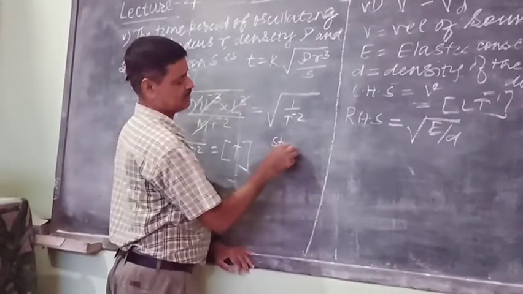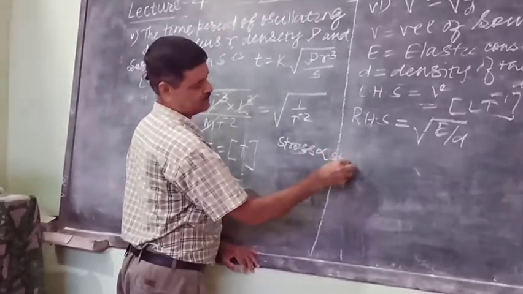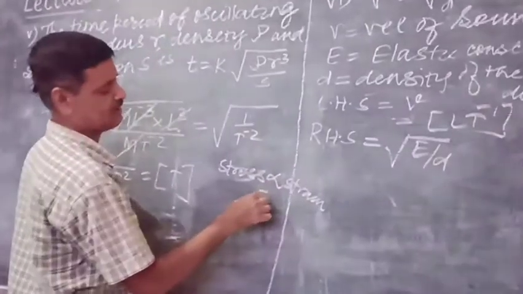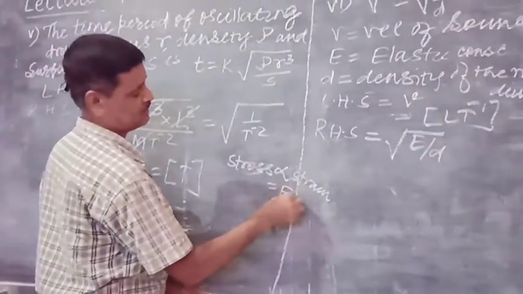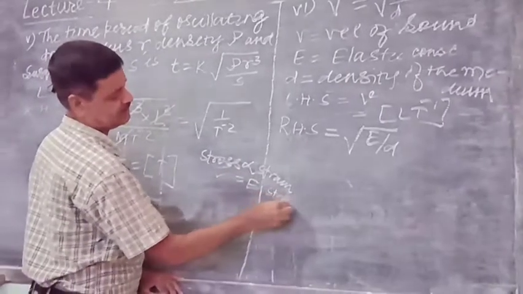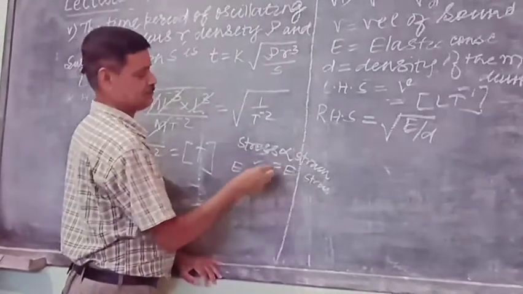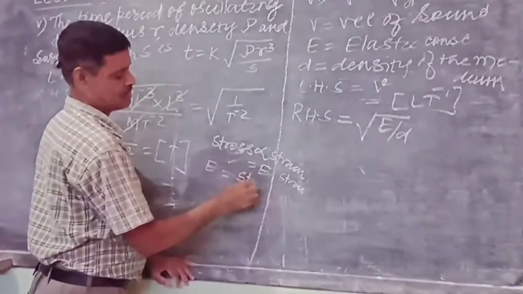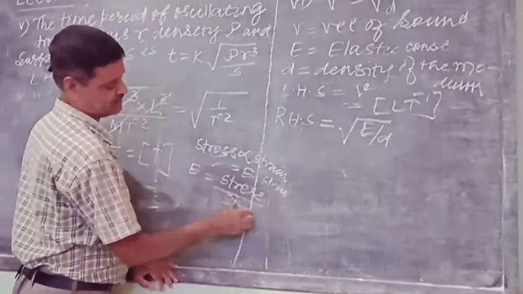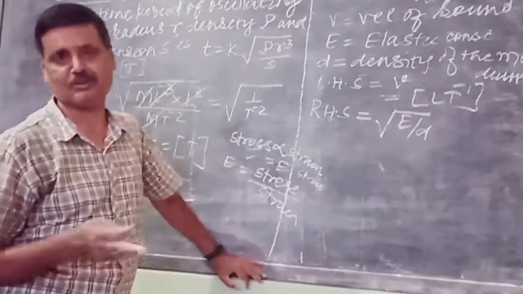Stress is directly proportional to strain. For your revision, this proportionality is taken as a constant and we use E. Stress is equal to E times strain, and E will be stress by strain. Strain is a dimensionless quantity because it is the ratio of similar lengths.